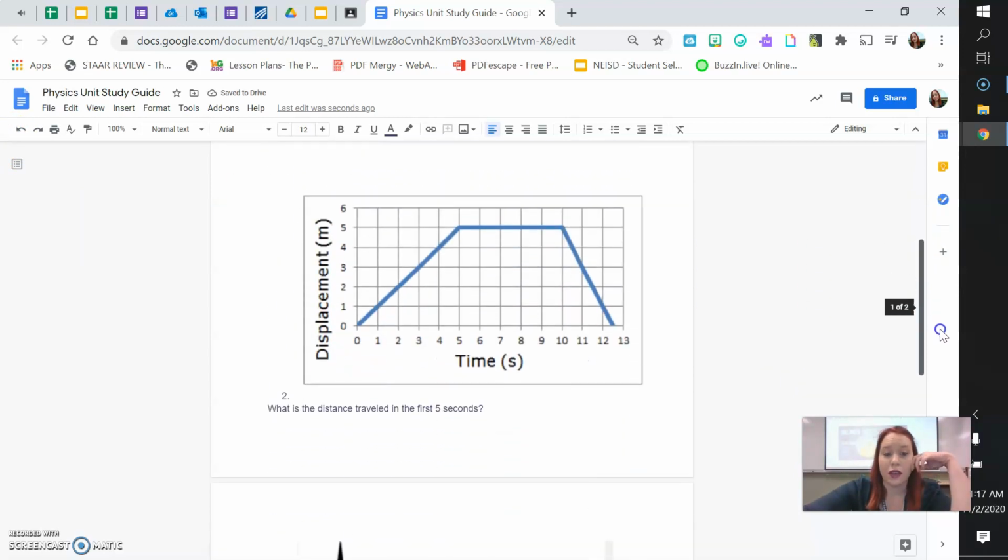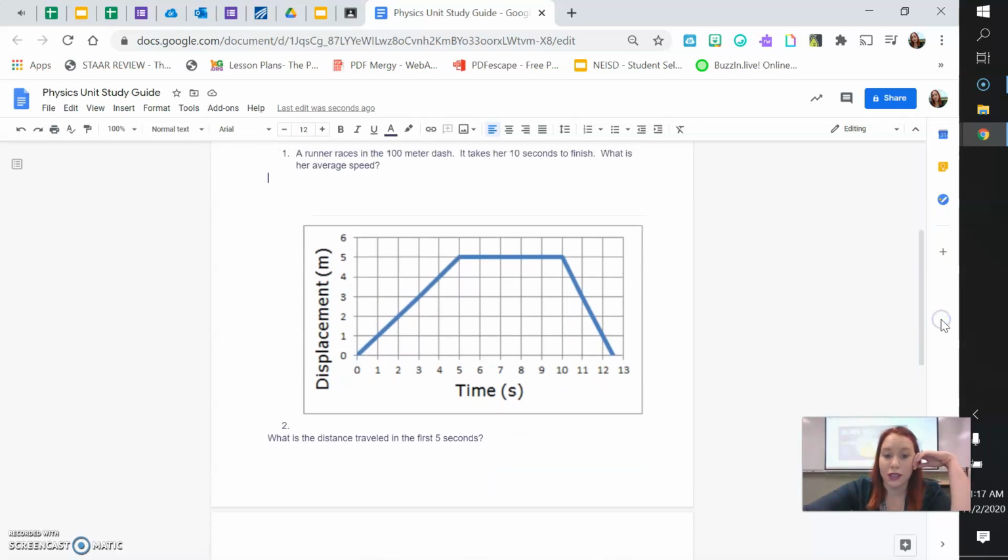Next question says, what is the distance traveled in the first 5 seconds? So I want you to remember that our distance or displacement is going to be here on the y, and that our time is down here at the x. So we want to know how much distance did this object travel in 5 seconds, the first 5 seconds. So let's start at the bottom at time. We have 0, 1, 2, 3, 4, 5. And then this is at 5 seconds, so we travel up. We'll see where it meets the line.